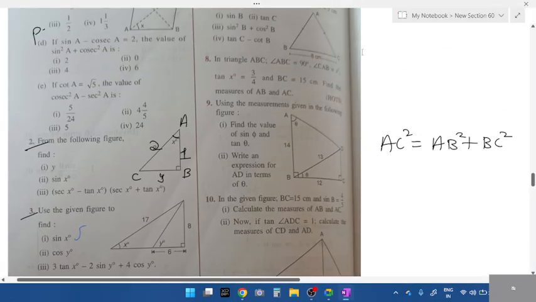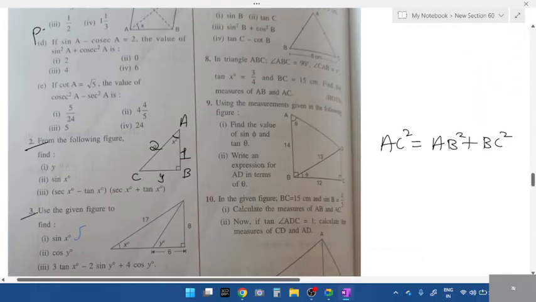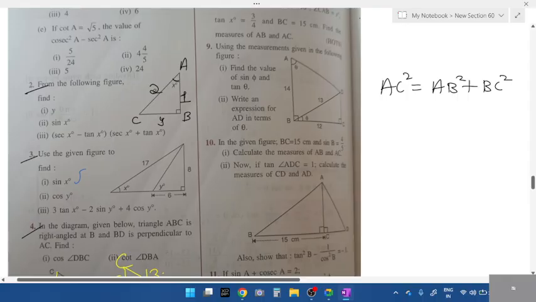Which exercise is this? 21B. Okay, 21B, second question. Apply Pythagoras theorem. Oh, y is on the base. So we need to find the value of y, that is BC.